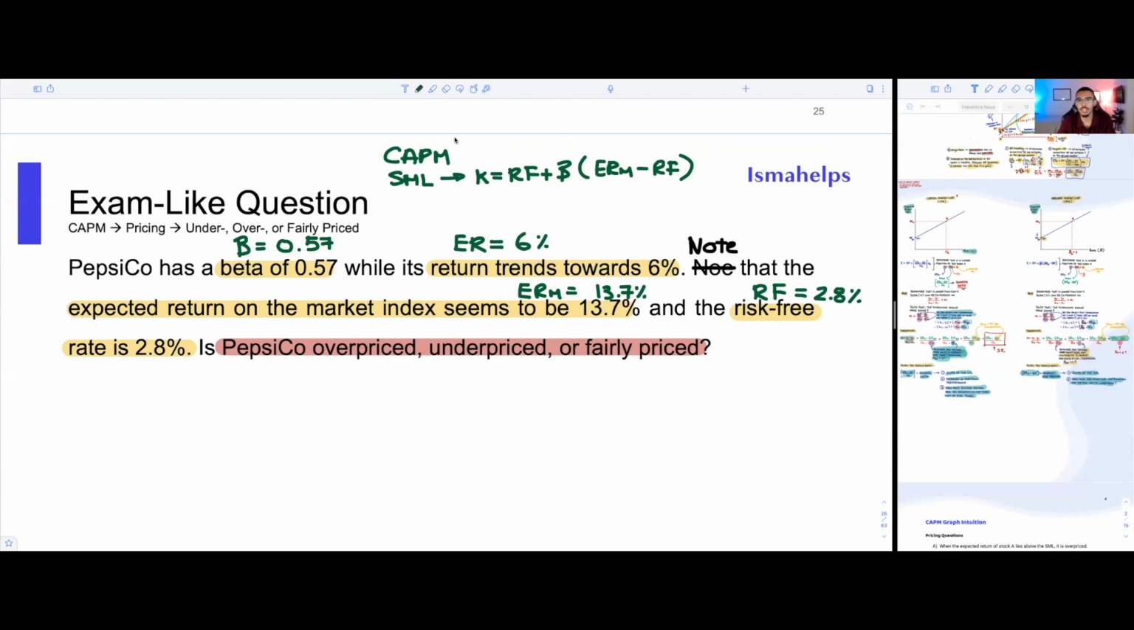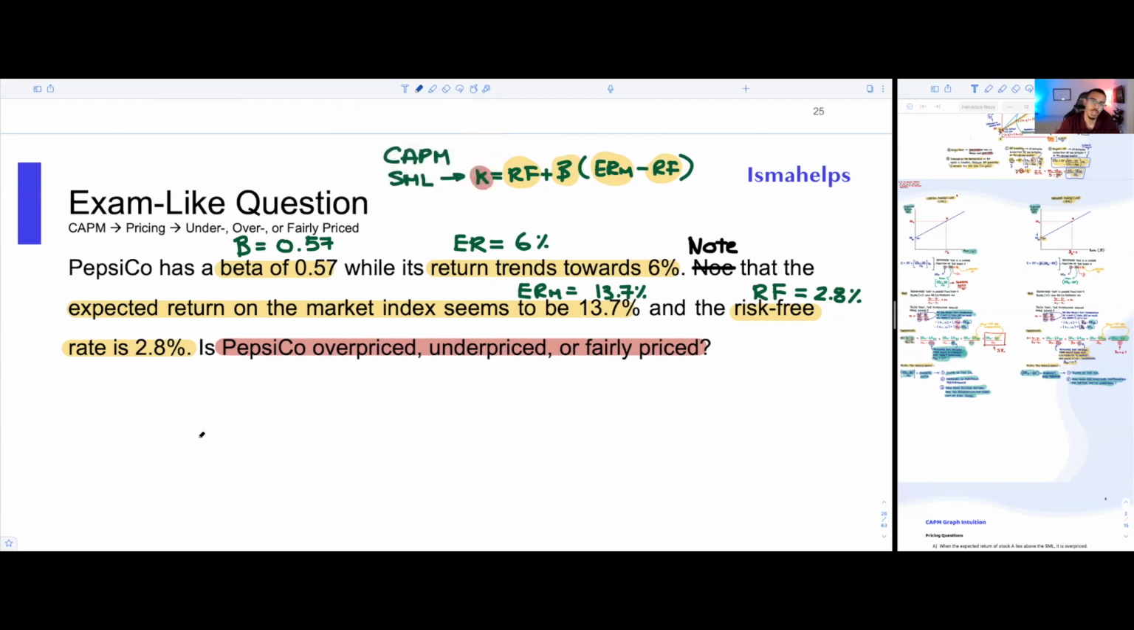And what's awesome is that in this question, we've identified a bunch of parameters. And because you had your formula sheet, because you know the formulas, you could actually say, these are all in my SML. So we have our risk-free rate, and I'm going to highlight these in yellow for continuity. We have a risk-free rate, which is 2.8%. We have our ERM, which is 13.7%. And we have our beta, which is 0.57. So we have a lot of good stuff. We just have to solve now for K.